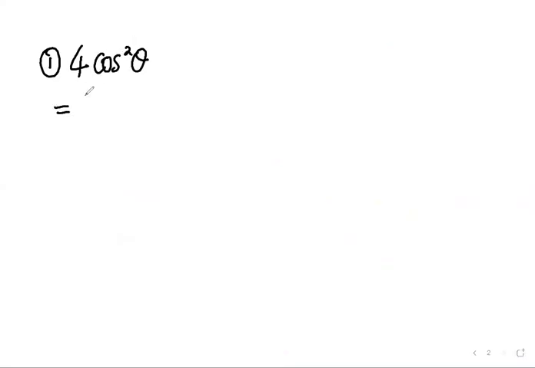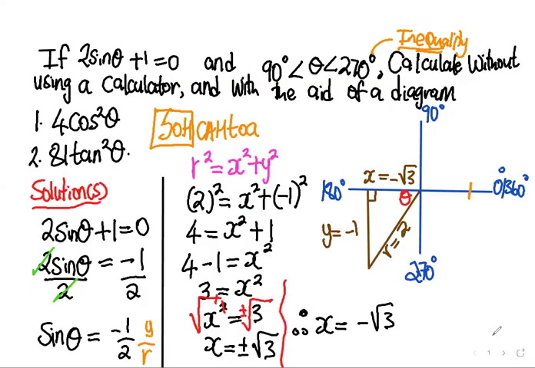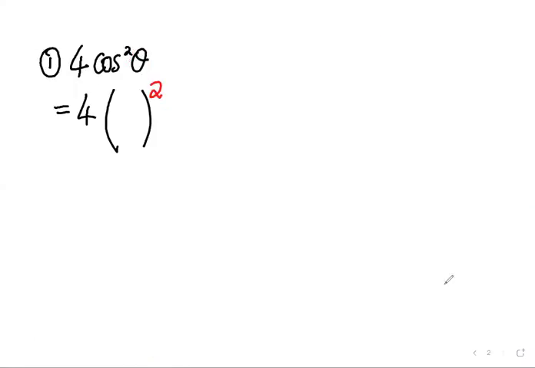Now this is 4, you write 4, and then you say open bracket. Now this is what you're going to do. Before you proceed, you write the squared there. And then you check what is cos using trig. Cos is adjacent over hypotenuse.